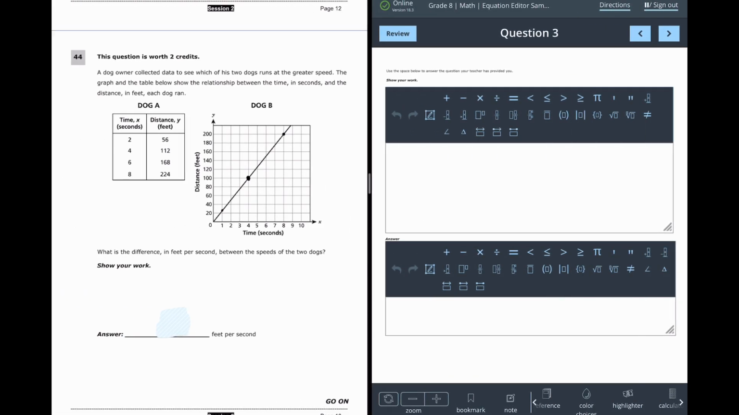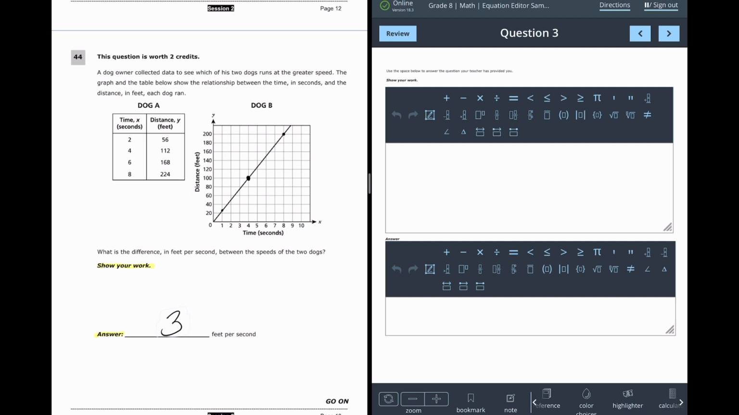Let's look at number 44, another 2-point question. It is another show your work. So I'm going to give the answer, and then we're also going to show our work. Our answer here is 3 feet per second. So it's a rate problem. And let's go through this problem and see how I show my work on paper and how I transfer it onto Nextera. A dog owner collected data to see which of his 2 dogs runs at a greater speed. The graph and table show the relationship between time in seconds and distance for each dog. So that's kind of important.